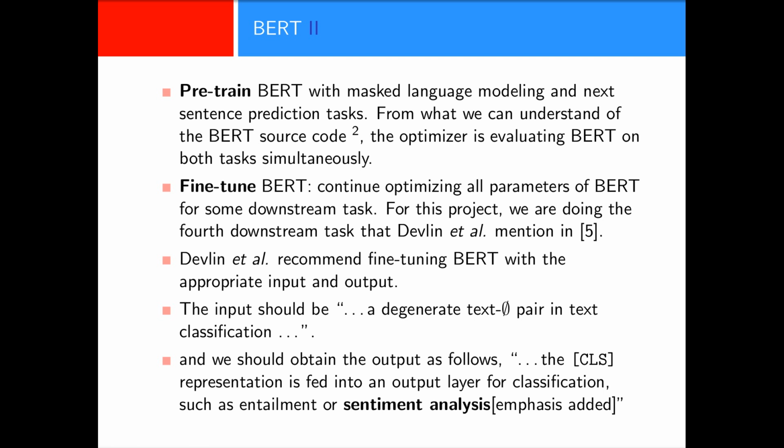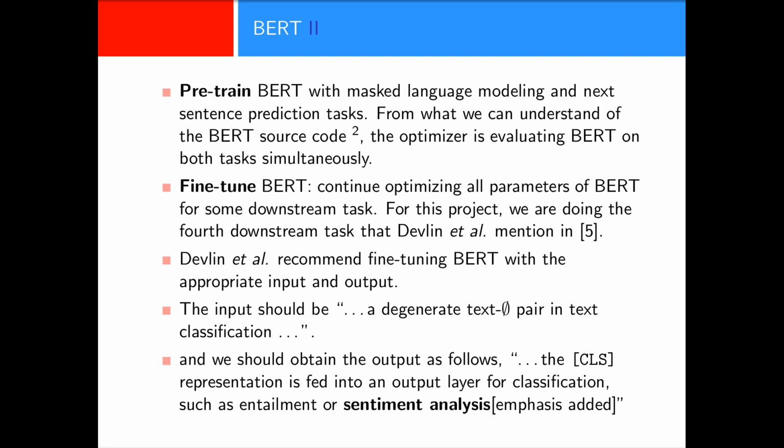And from what we can tell, these tasks are simultaneous. We took a look at the source code. So there's a next sentence prediction task and a masking task. The first one is we give BERT two sequences and we ask it if the second sequence follows the first sequence in a document or not, or if they're just randomly thrown together. That's one task. And then the second task is this masked token prediction task, a language modeling task.